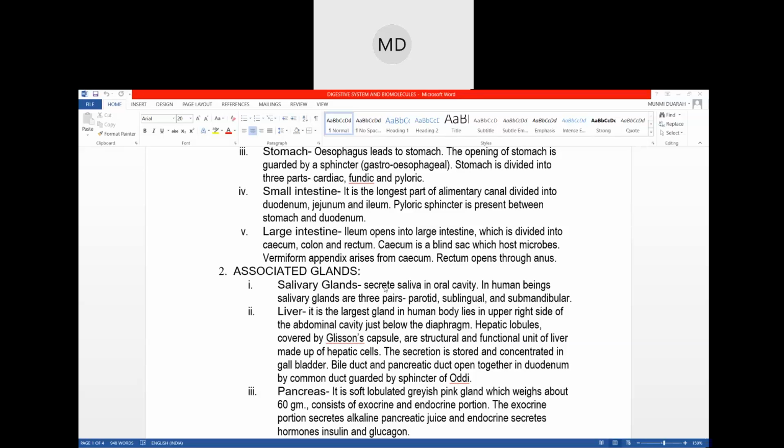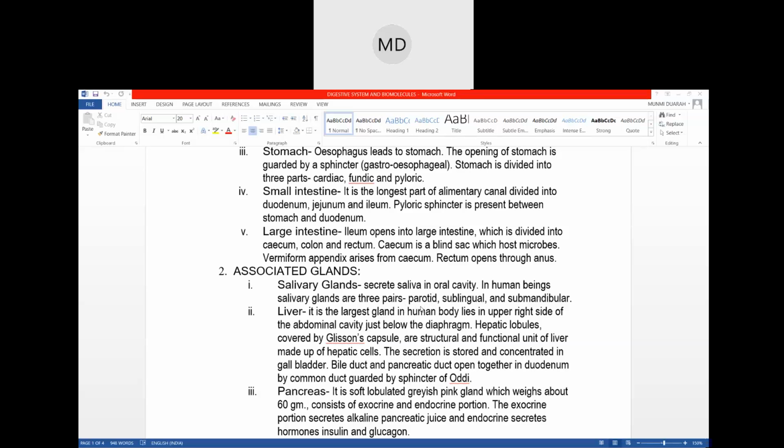There are three pairs of salivary glands: parotid, sublingual, and submandibular. Pairs means on both sides of the mouth, left side and right side. The parotid gland will be found one on the left and one on the right. That is why pairs. Sublingual will be one on the left, one on the right. Same way for submandibular. So three pairs of salivary glands are there.